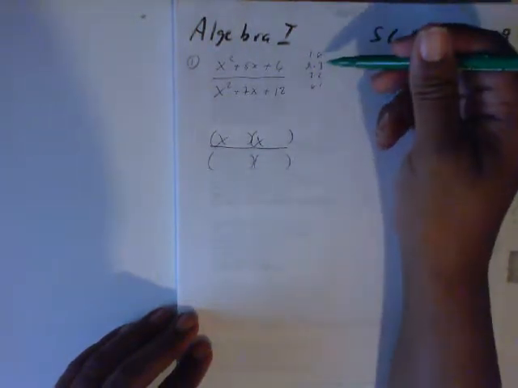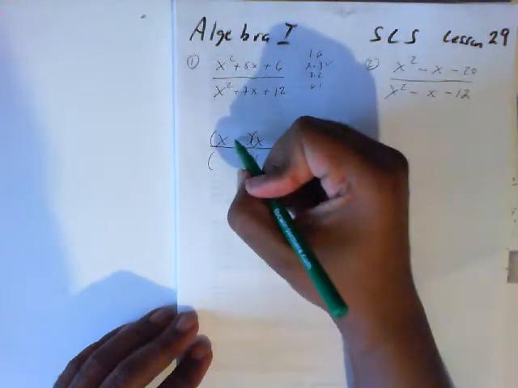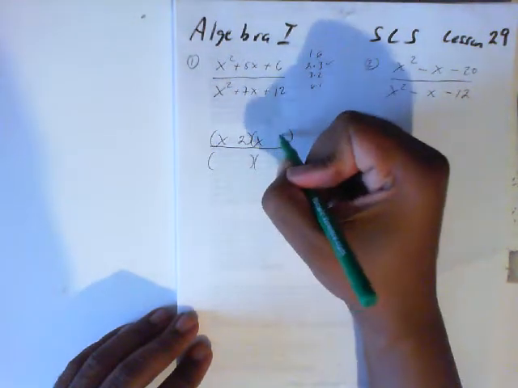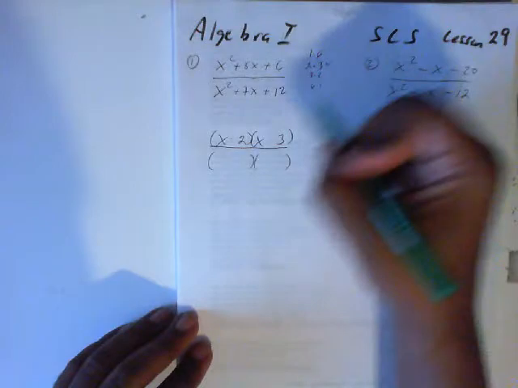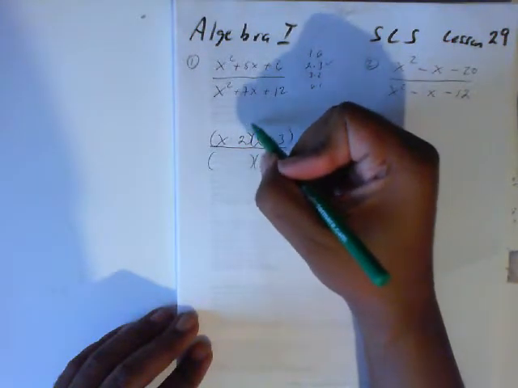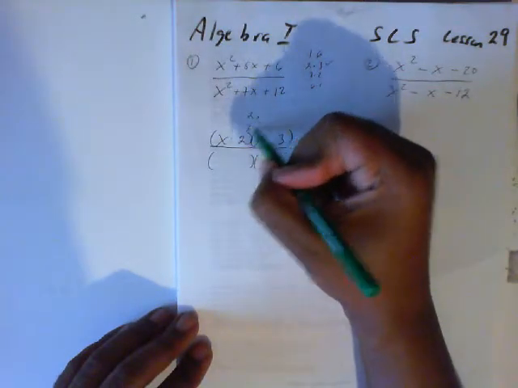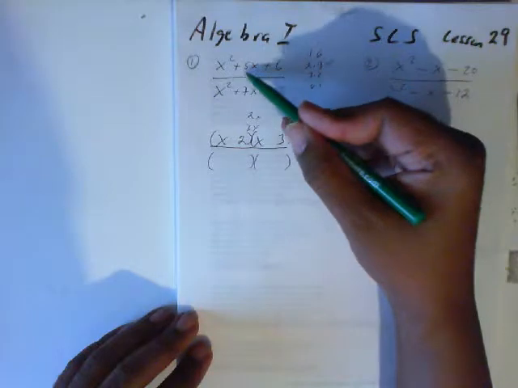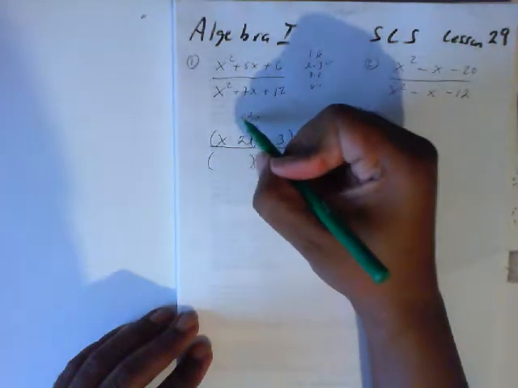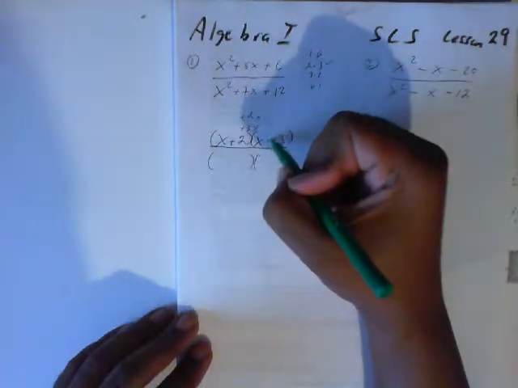I'm going to start off with my 2 times 3. So this will be 2 times 3. This will make a 2x, whereas this will make a 3x. I need same signs to give me 5x, and that has to be plus and plus. So positive and positive here and here.